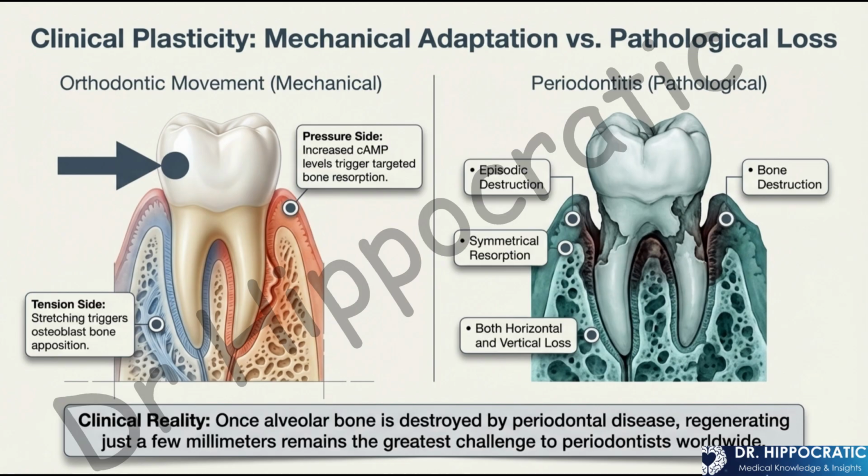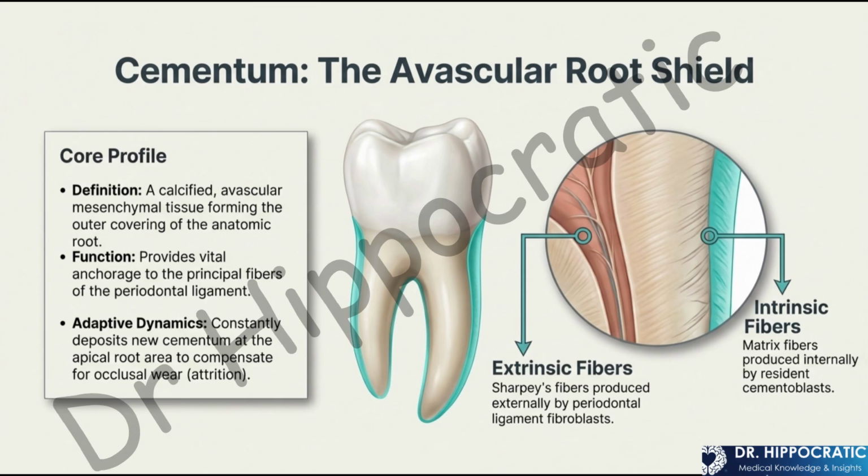Wow. Well, now, coming to next slide, let's pivot to the other half of this biological foundation. We've talked about the dynamic bone socket. Now let's look at the static root coating, the cementum. The avascular root shield. Right, the avascular root shield.